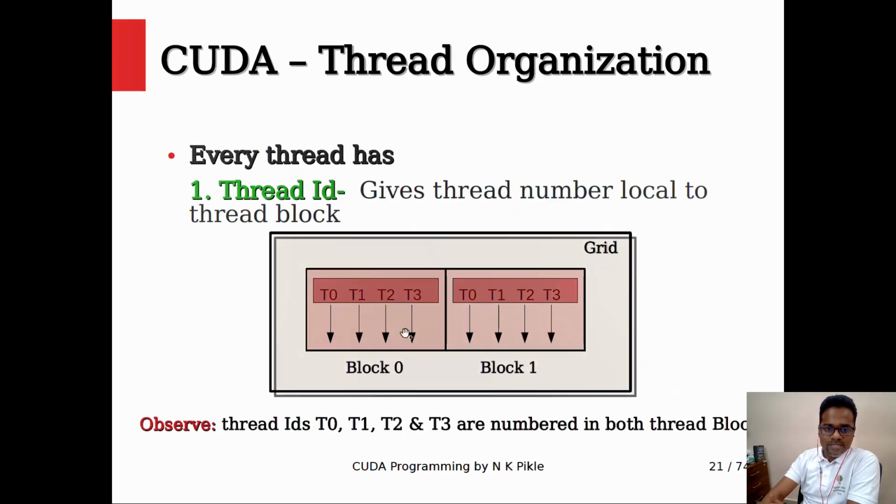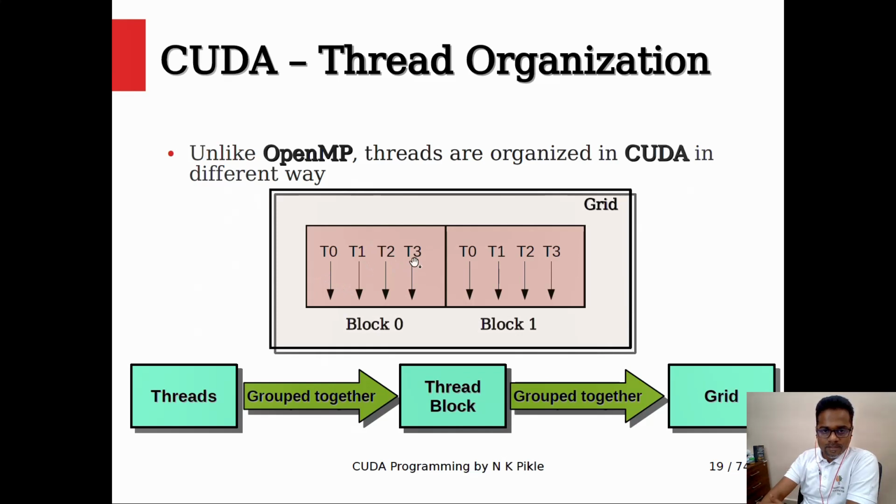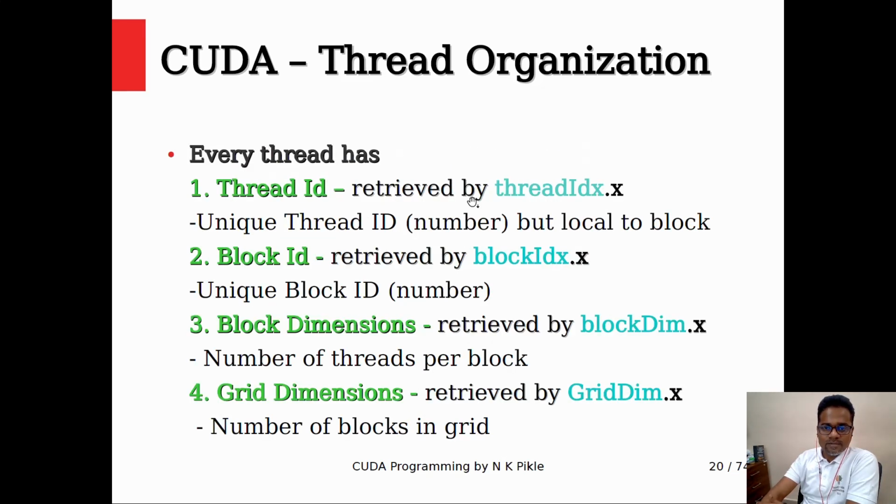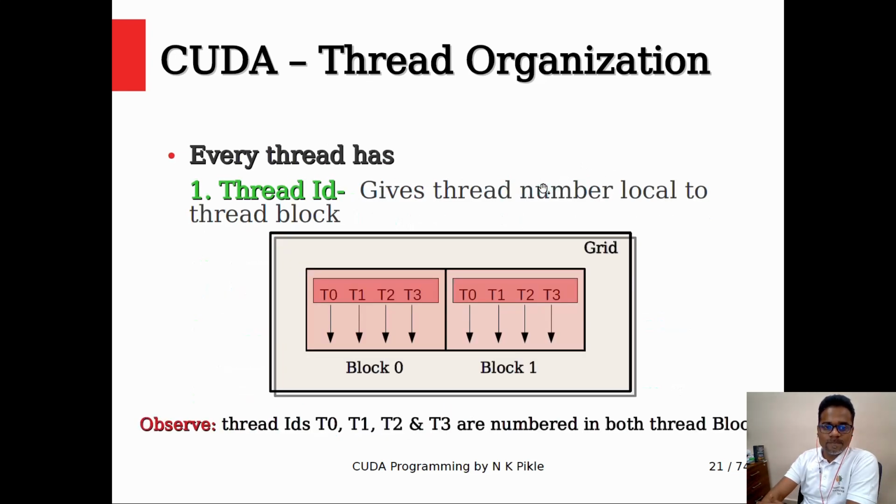For example, you can see here in this block, we are having 4 threads and their IDs are 0, 1, 2, 3. Now in the next block also I am having the same range of IDs 0, 1, 2, 3. That means if I call this threadIdx.x, it will give me the ID of the thread that is local to that block. That means this 0, 1, 2, 3 is local to this block and 0, 1, 2, 3 is local to this block.